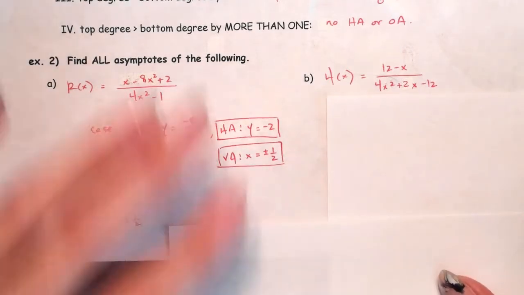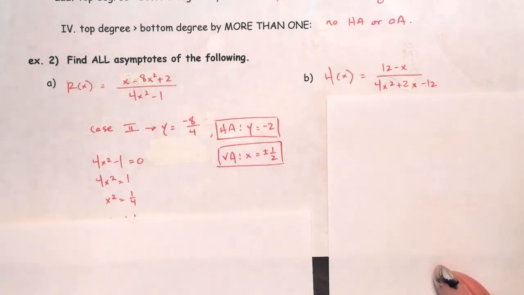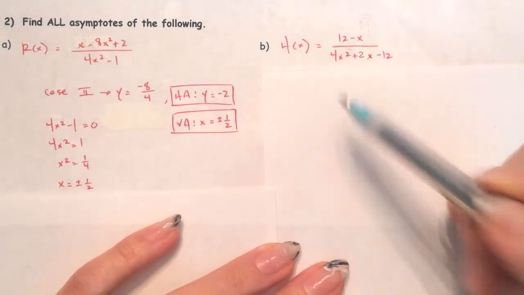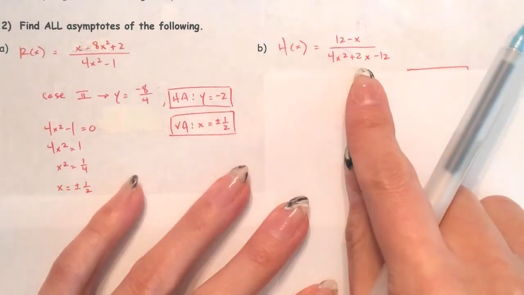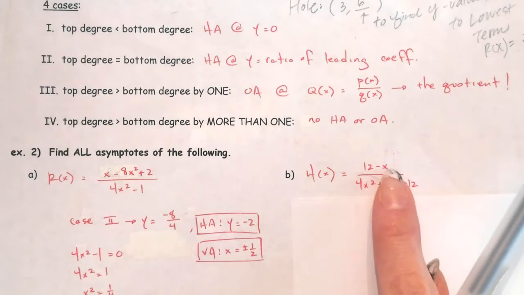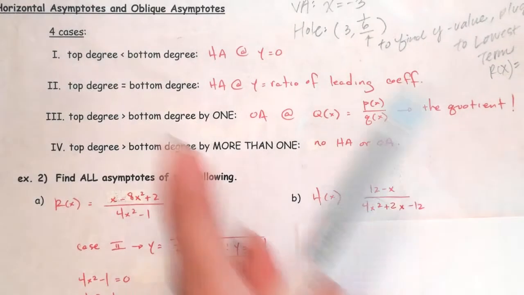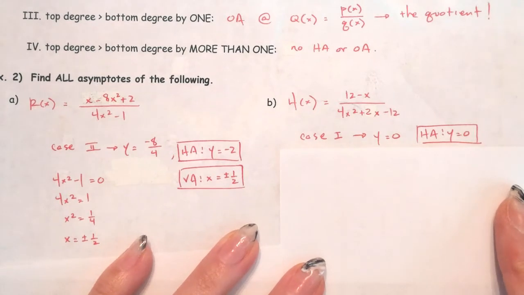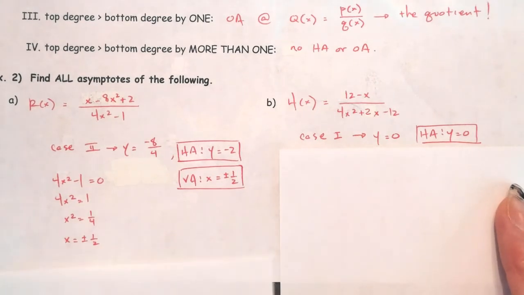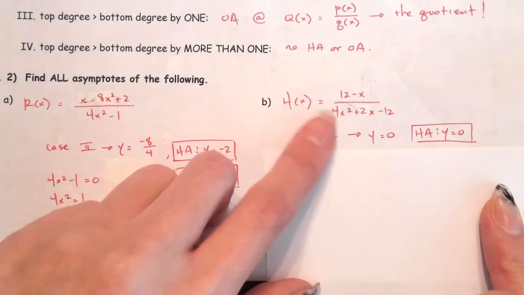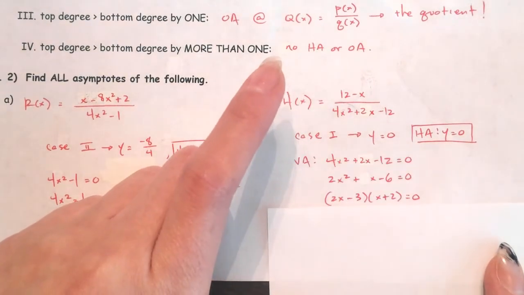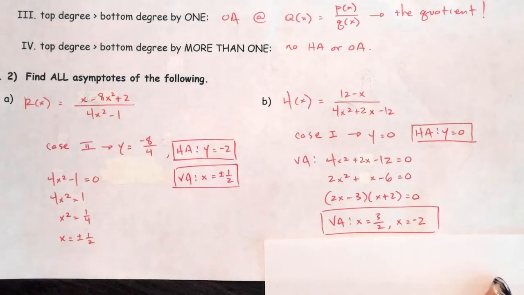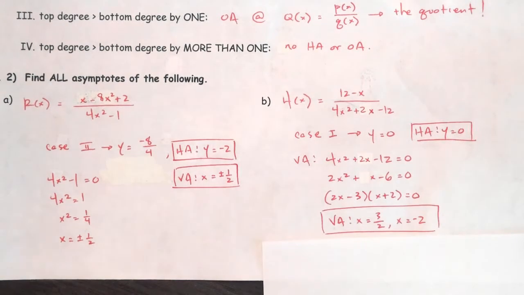Okay, for part B. So for B, what are you going to do first? Try to factor. If you try to factor this, there's nothing to cross out on top and bottom. But then also, which case is this? So this is an x to the first, this is an x squared. Oh, top degree is less. So this has a horizontal asymptote at y equals 0. And then let's go ahead and get the vertical asymptotes, see if there's any holes or anything. So you factor the bottom, and you get this, and there's nothing to cross out on top and bottom, which means they are both vertical asymptotes. So you have 2 vertical asymptotes and 1 horizontal asymptote.